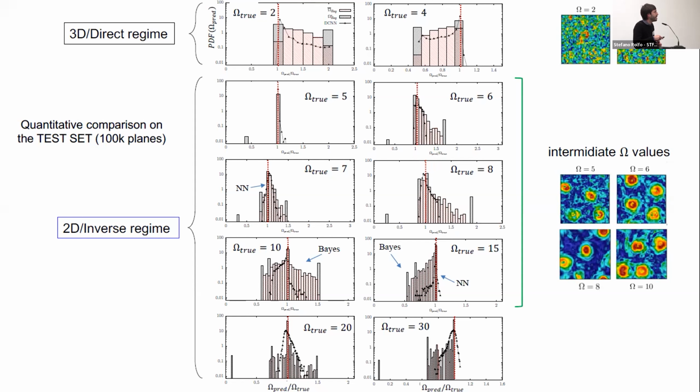We can see that both of them tend to be peaked around the correct value 1, which is always indicated by the red line. And in general, the neural network has a prediction which has tails that are shorter. So in the end, the neural network has a better accuracy. And this is really a quantitative estimation evaluated over 100,000 different planes that were never used during training.